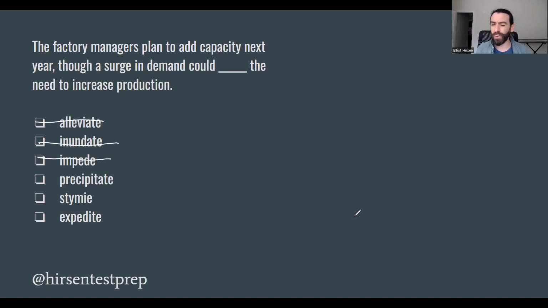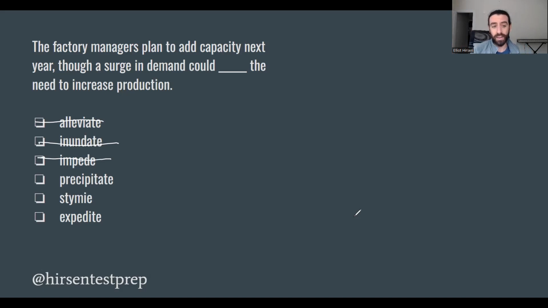Precipitate. Now, you might be more familiar with precipitate. Like, doesn't that mean when it's raining or snowing? That's precipitation. But to cause something to happen and to cause it to happen more quickly is what precipitate means. So I kind of like that one. I'm going to hang on to that.